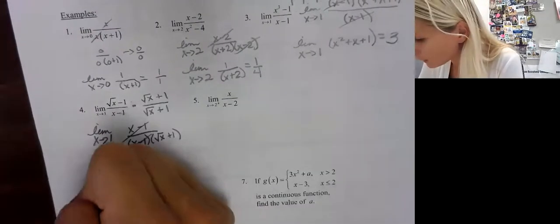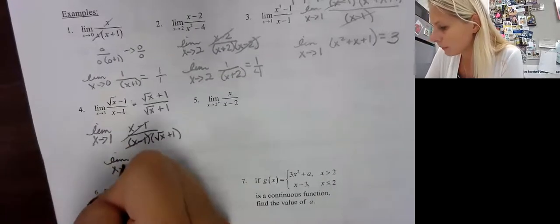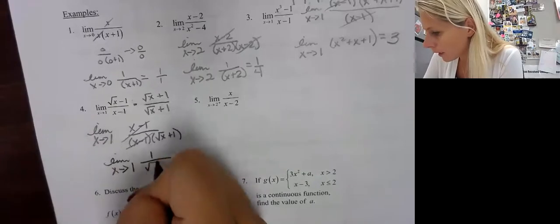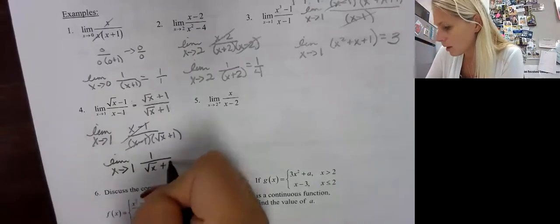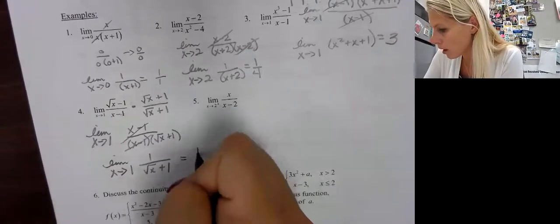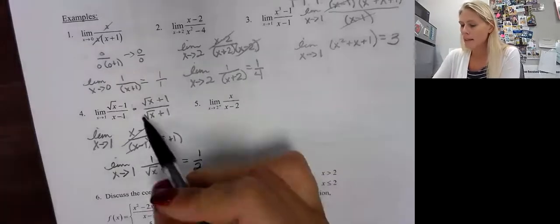Let me rewrite that so I can see what we have. So it no longer is an indeterminate. So we have 1 on top, square root of x plus 1 on the bottom. Direct substitution, we end up with 1 over 2. And again, there's a hole there.